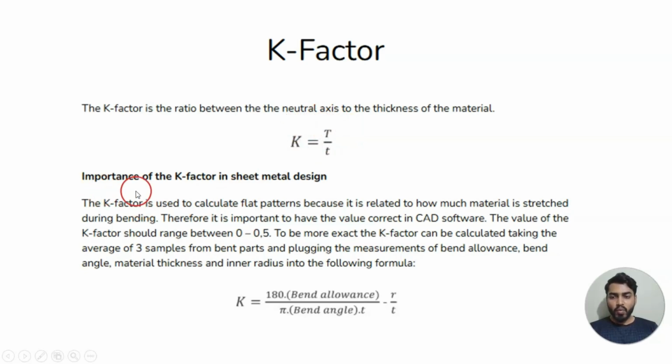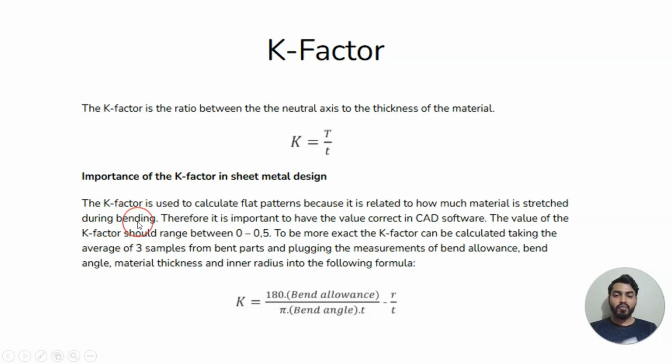So here, what is the importance of K factor in sheet metal design? What is the use? As you can see here, a K factor is used to calculate flat patterns because it is related to how much material is stretched during bending. Usually we have a flat sheet, and we are going to bend it like this. So we need to calculate the K factor. Why? Because of how much material is stretched during bending.